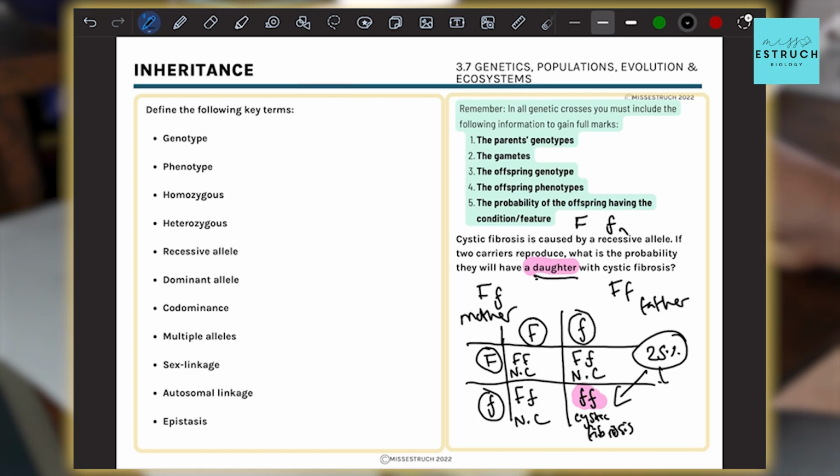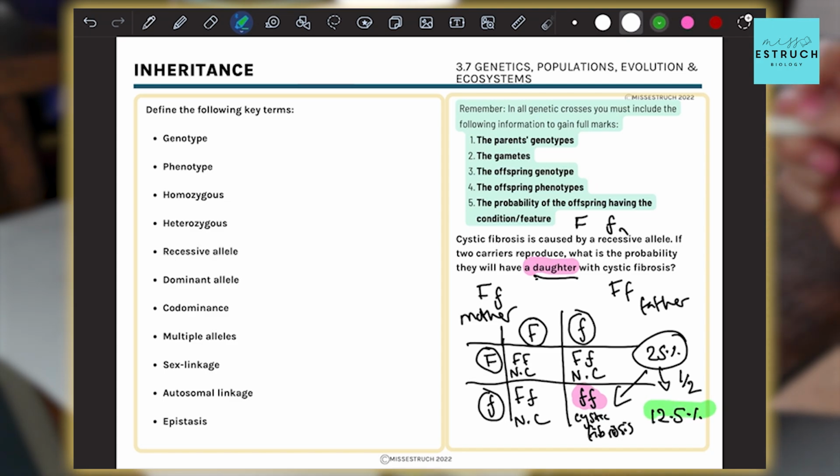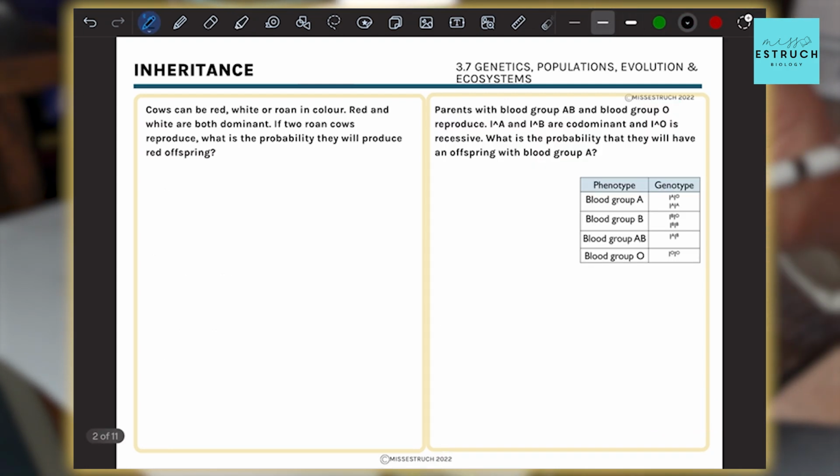So we're going to do half. So we actually have 12.5%. And that is my final answer. Now, if you do have the active recall workbook, there is actually the answers workbook, so you could check that against that book. Let's have a go at another one then.